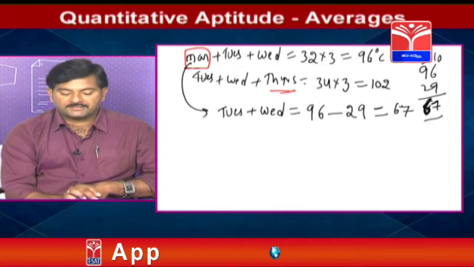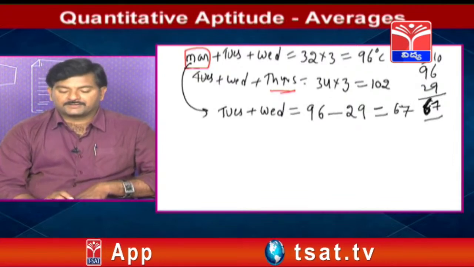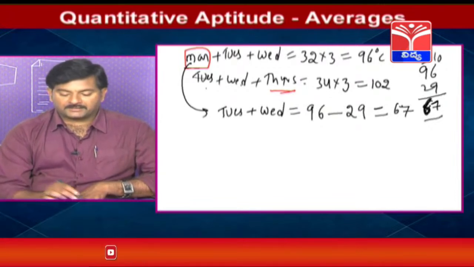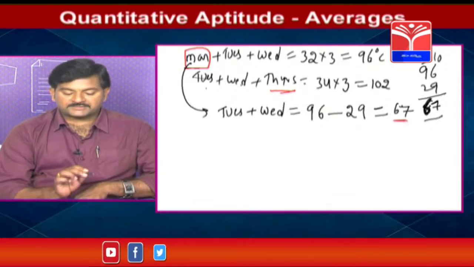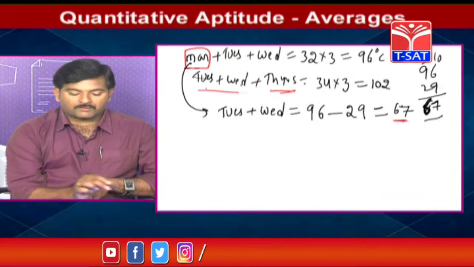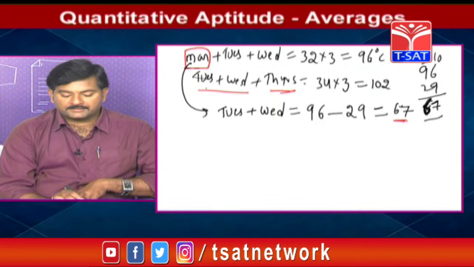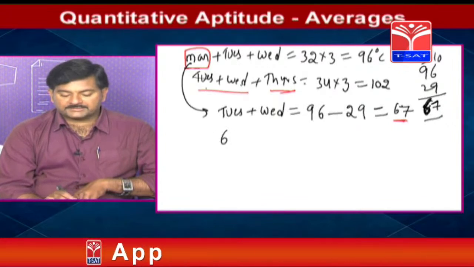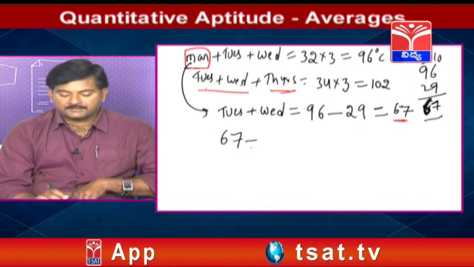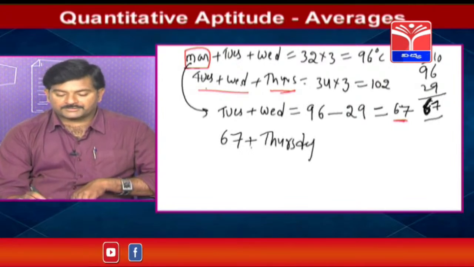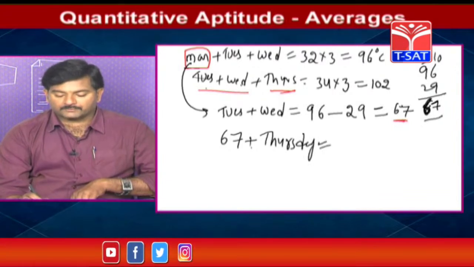Substituting the 67 value in Tuesday plus Wednesday. Now what will we get? 67 plus Thursday. 67 plus Thursday is equal to how much? 102.